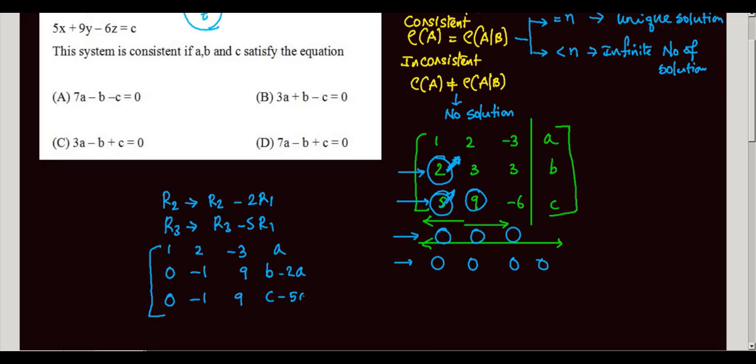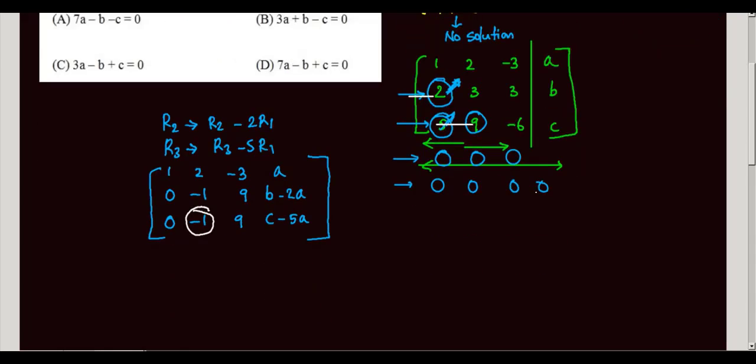Okay, so next I want to make this element 0. The first element of the row is 0, next two elements 0, next three elements 0, from the starting, next four elements 0, that is a row echelon form. So to make this minus 1 zero, R3 tends to R3 minus R2. If I do this, this will be 0.